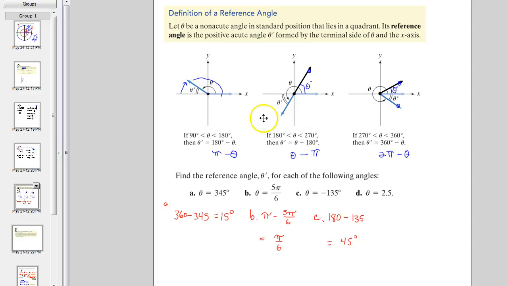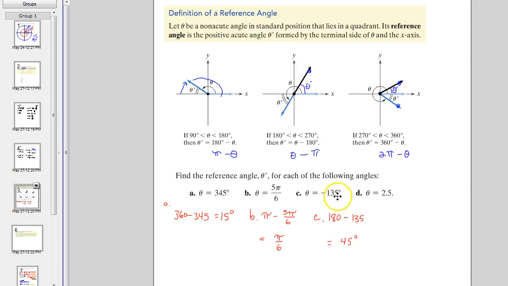Again, all we're trying to do is create a positive acute angle in quadrant 1, so we can figure out the sine, the cosine, the tangent of those special angles, and then we are going to apply the signs of the different quadrants. Alright, now theta equals 2.5, that's radians.